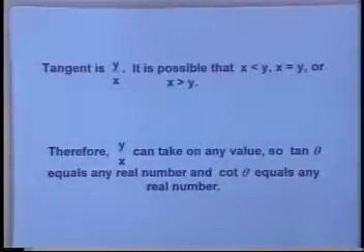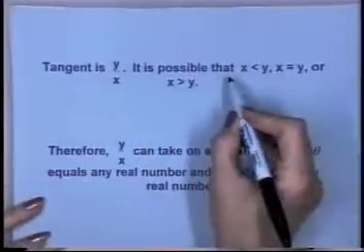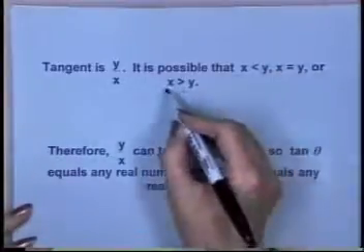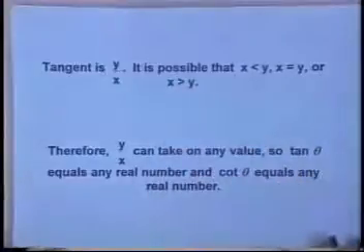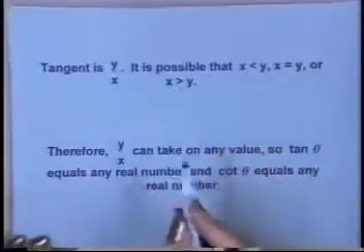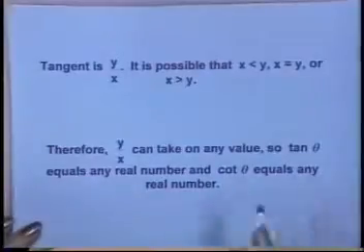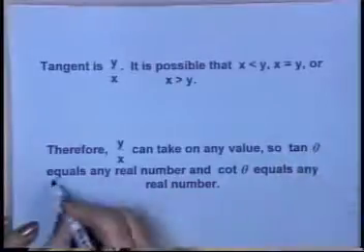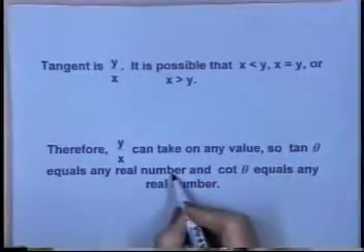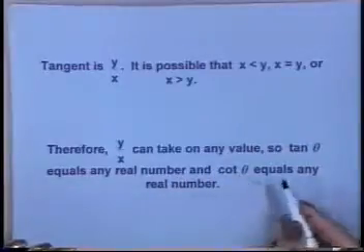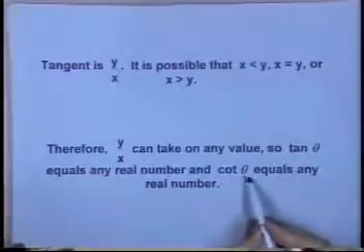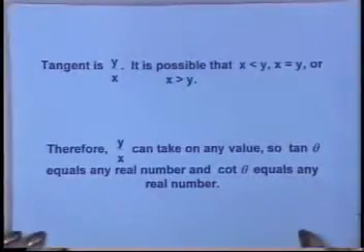We know that the tangent is y divided by x. It is possible that x can be less than y, that x could be equal to y, or that x could be greater than y. Because x and y can be related in any of these ways, y over x can take on any value. So the tangent of theta equals any real number. And also because the cotangent equals x over y, and because of these relationships, the cotangent of theta equals any real number.